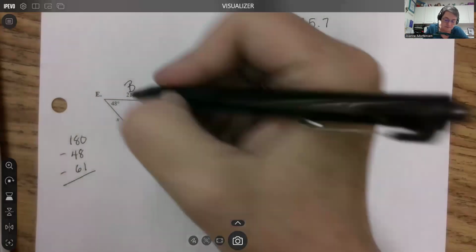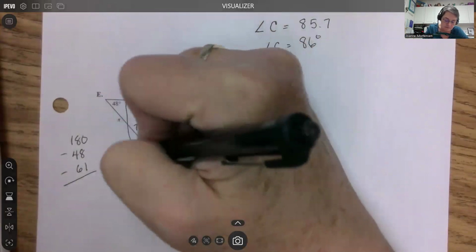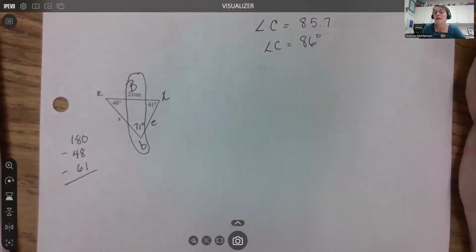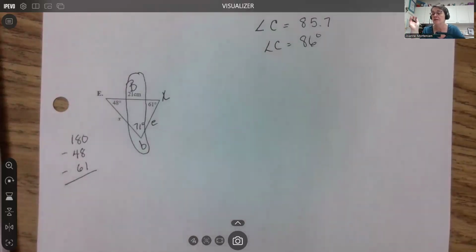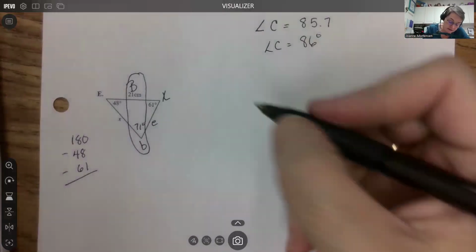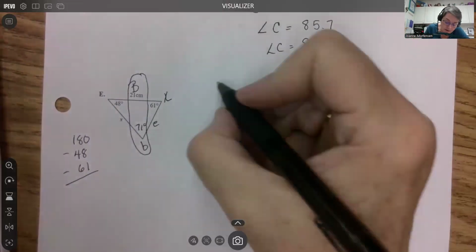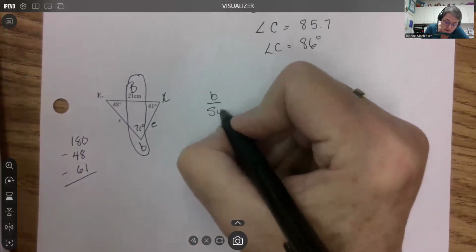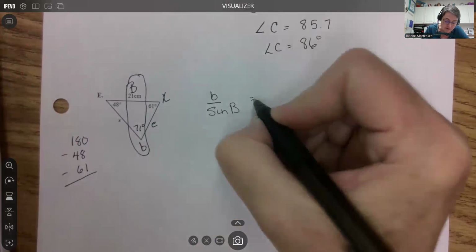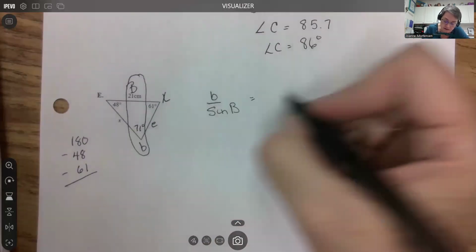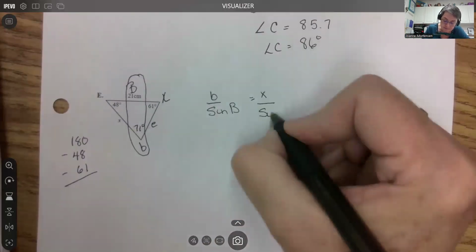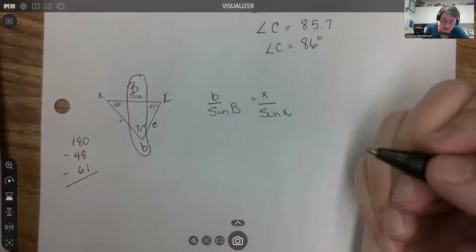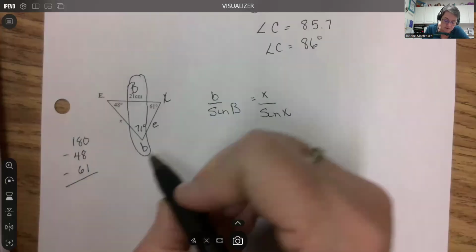And now, I should put that in my list of rules. If you have 2 out of the 3 angles, just find the third one. You're probably going to need it. It doesn't hurt you. So I know side B. So B, sine B, and I am looking for little x. Oh, I'm looking for another side. What's the question? Oh.